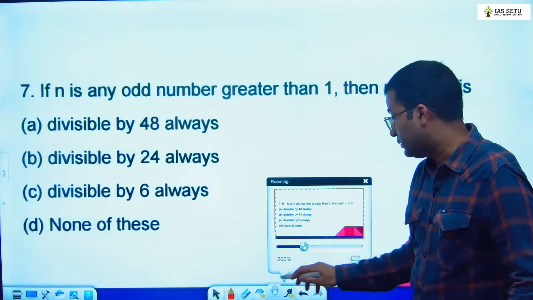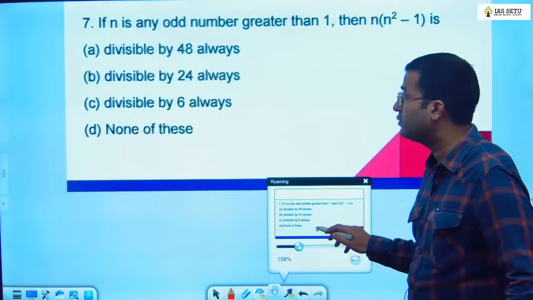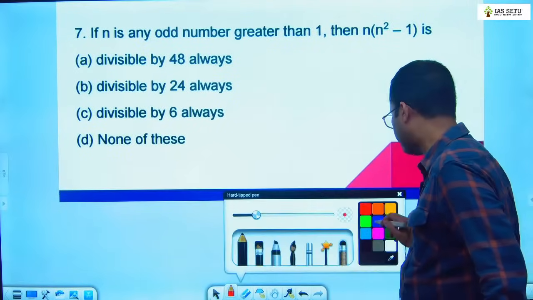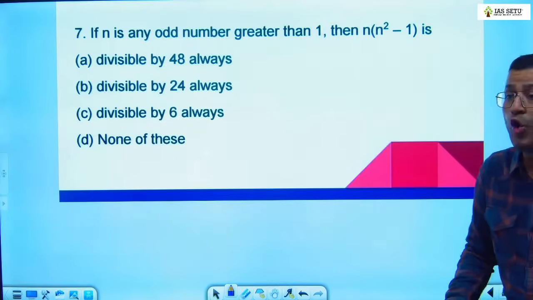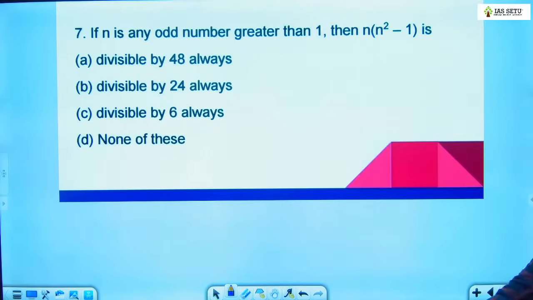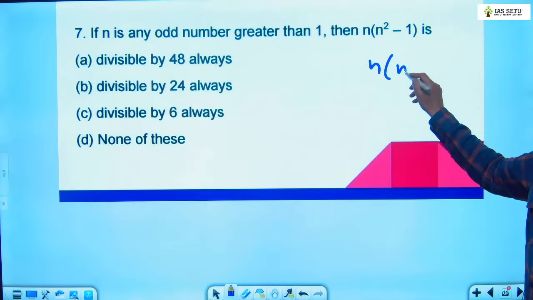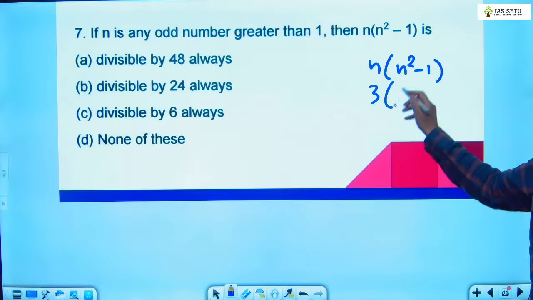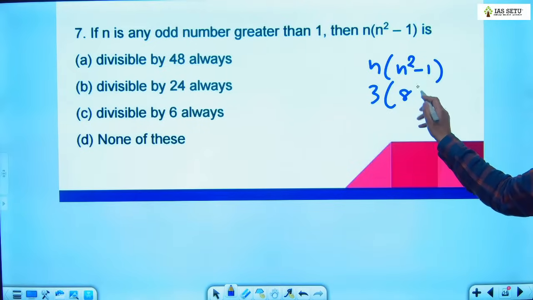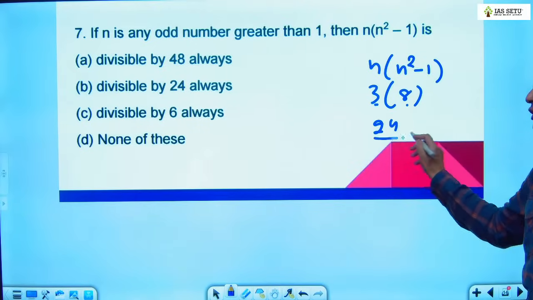Now here, this is also a CAT previous year question. If n is any odd number greater than 1, then what is n? n square minus 1 is. Try with values. Greater than 1, you can take 3. What is 3 square? 9 minus 1, 8. 3 into 8, 24.